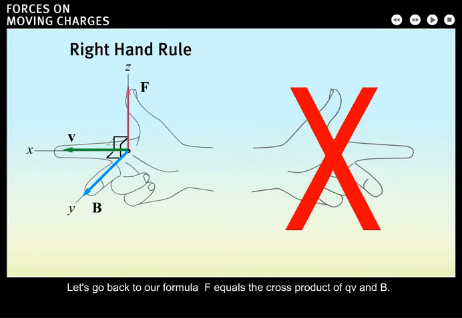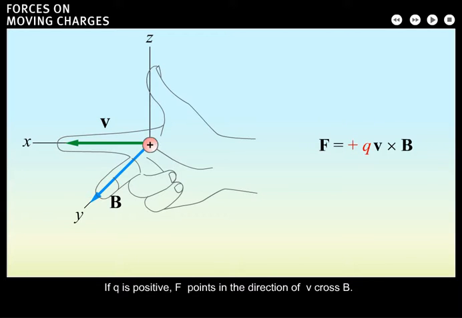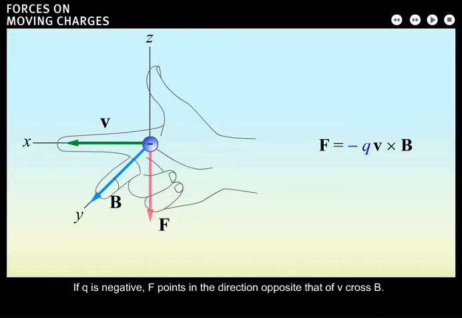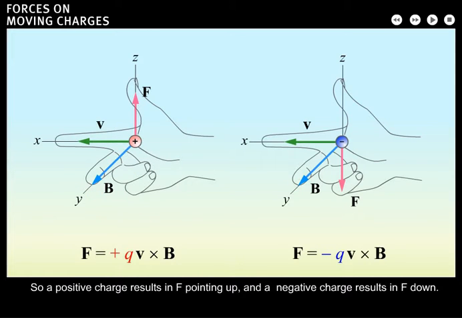Let's go back to our formula, F equals the cross product of QV and B. If Q is positive, F points in the direction of V cross B. The right-hand rule that we just discussed applies. If Q is negative, F points in the direction opposite that of V cross B. So a positive charge results in F pointing up, and a negative charge results in F pointing down.